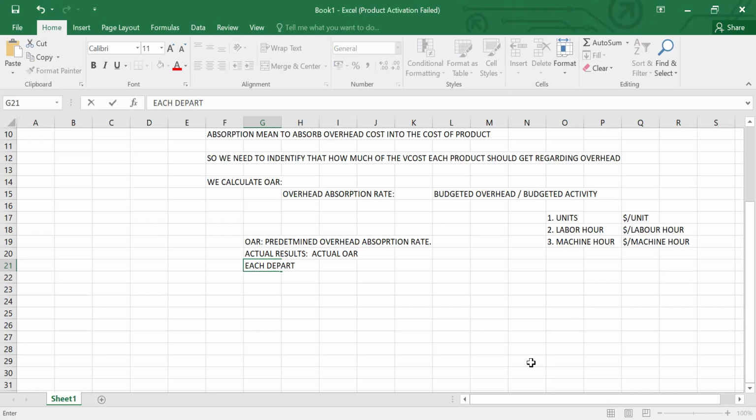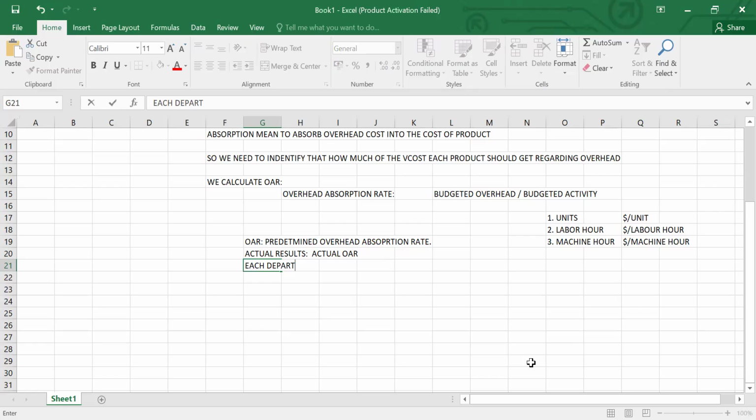But if you use the budgeted overheads and activity in this formula, you get your OAR, and then if you multiply it by the actual activity, you get your absorbed results. I will tell you that as well, but those are absorbed results. I'm just telling you here at the moment.